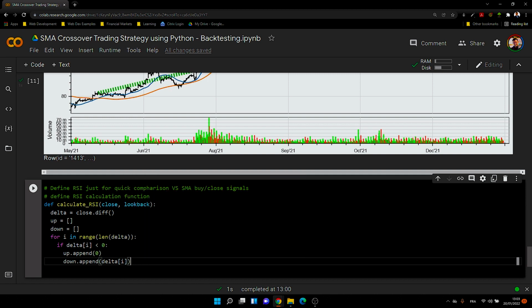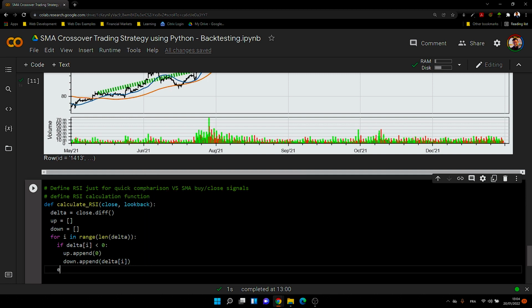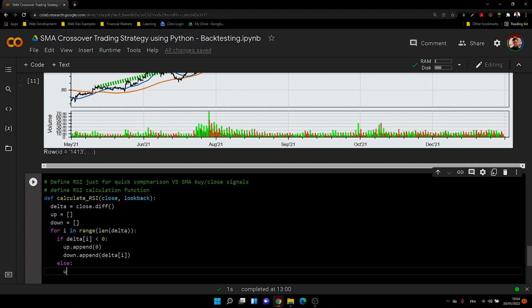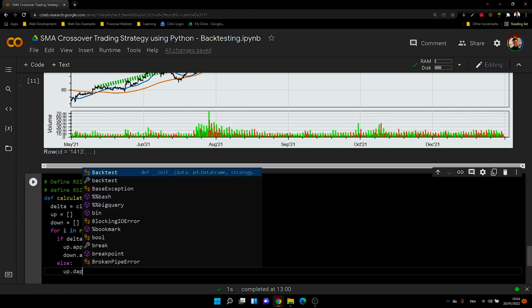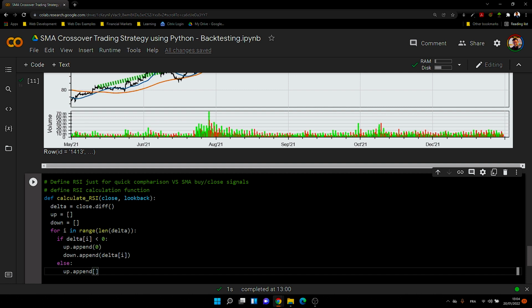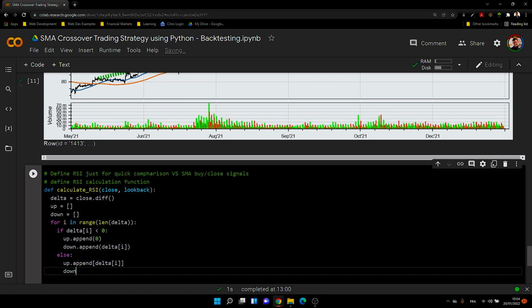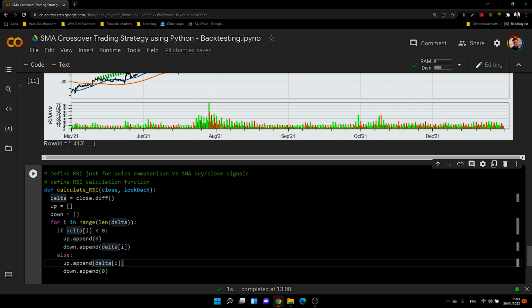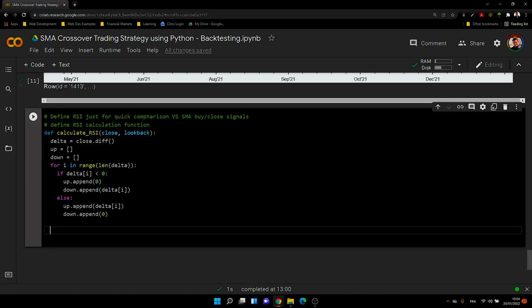And else we want to do the exact opposite of this. So if the delta at position i is bigger than 0, we will obviously up.append delta at position i, and we will to our down list append a 0 to it. And small correction here, it's not vertical brackets we want. There we go.